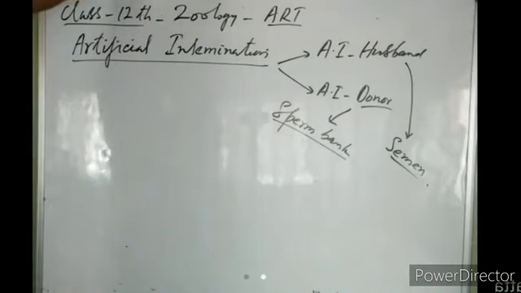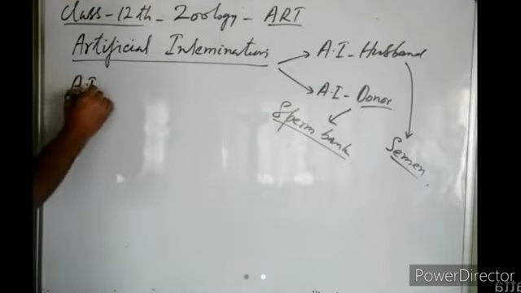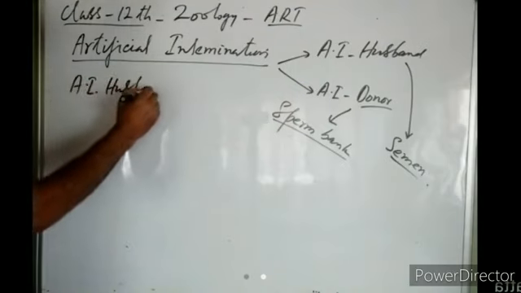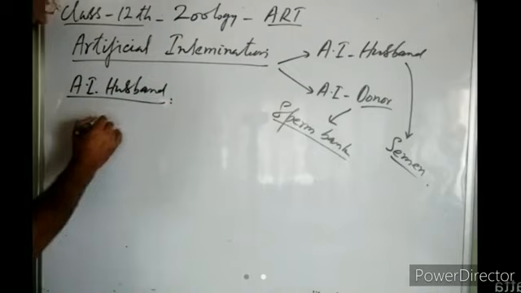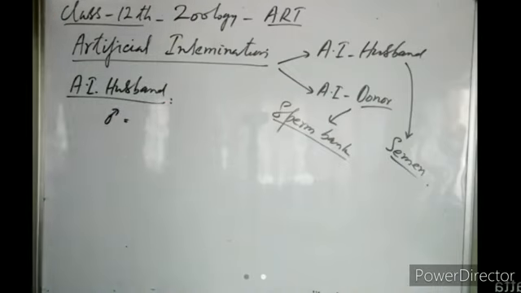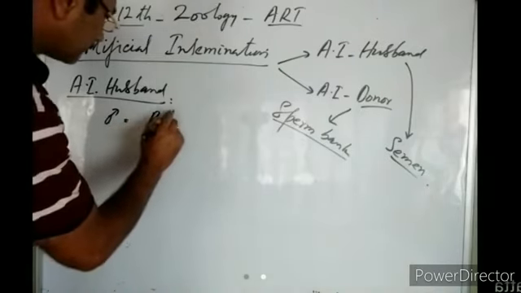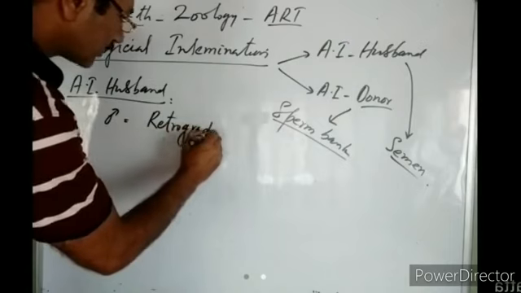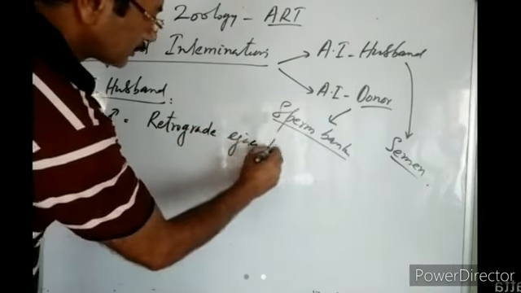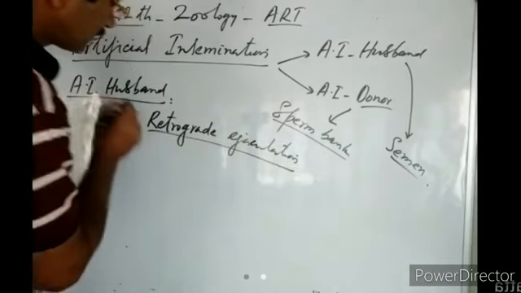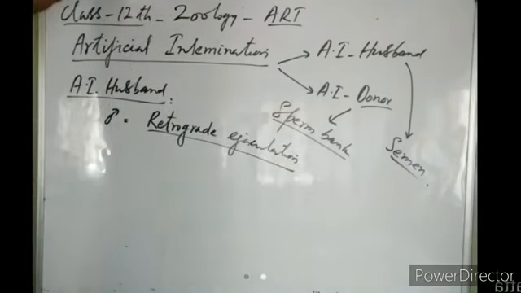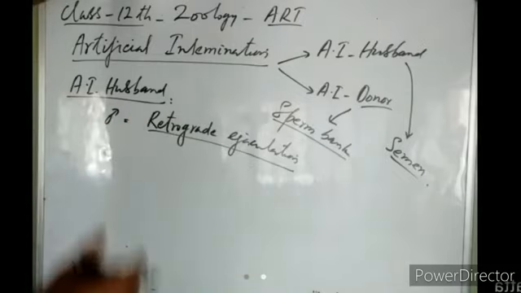So what are the reasons for artificial insemination husband? It may be required if the husband, the male of the couple, is suffering from retrograde ejaculation. We have discussed retrograde ejaculation. Retrograde ejaculation is a condition when the semen, instead of flowing into the penile urethra and to the outside, goes into the urinary bladder.